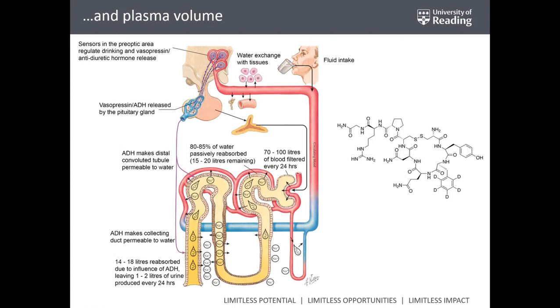As a consequence of that, not only do we have the craving for water, but we also release vasopressin, ADH. ADH, as we mentioned, acts on the epithelial cells of the collecting duct to promote the reabsorption of water and decreasing the water loss, increasing the plasma volume.